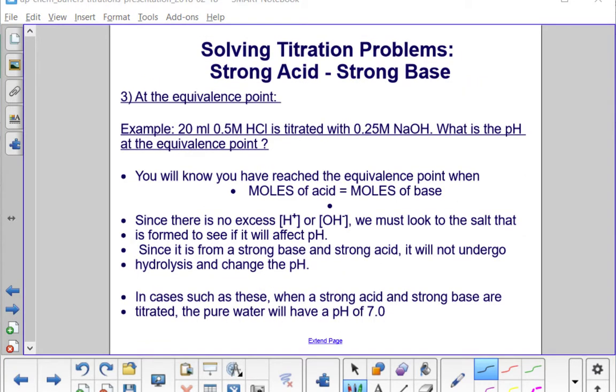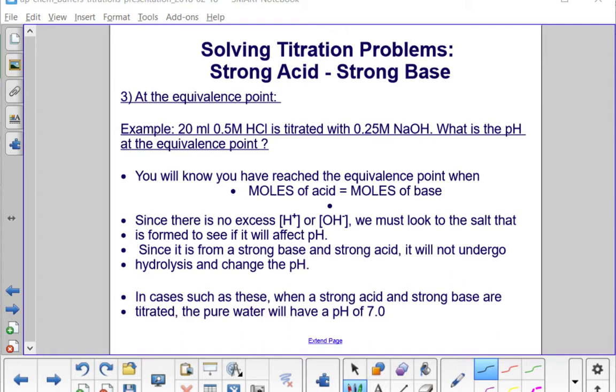Okay, so what about finding the pH at the equivalence point? Our same initial amounts of materials: 20 milliliters of 0.5 molar HCl, and we're titrating with 0.25 molar NaOH. What is the pH at the equivalence point? What do we know at the equivalence point, or how do we know that we've reached it? Well, that means that the moles of acid equal the moles of base.